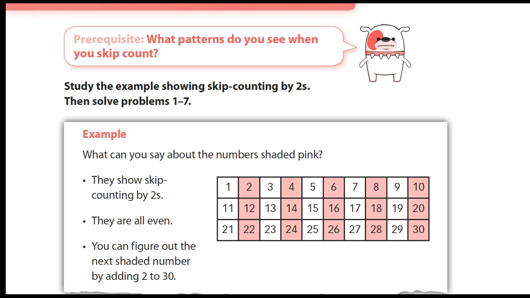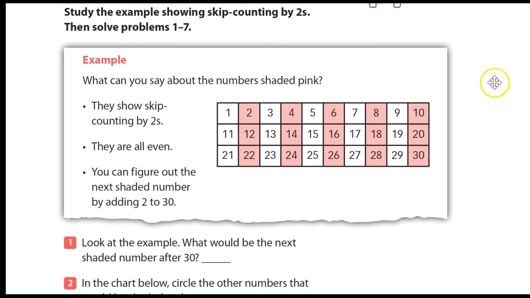Let's study the example shown. Okay, skip counting by 2's. So it says, what can you say about the numbers in pink? Well, they skip count by 2's, right? They went 2, then 4, then 6, then 8, then 10, so forth, so on. Okay, and all the numbers are what again? Even. Okay, you can figure out the next shaded number by adding 2 to 30. Okay, they went from 2's all the way to 30. Skip counting by 2's.